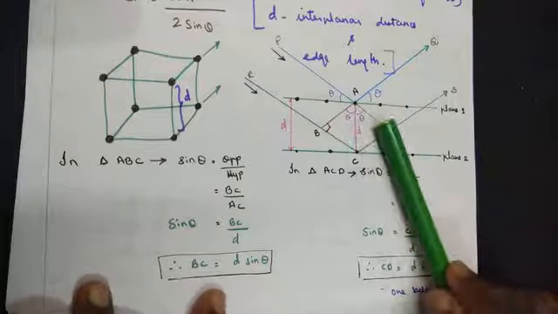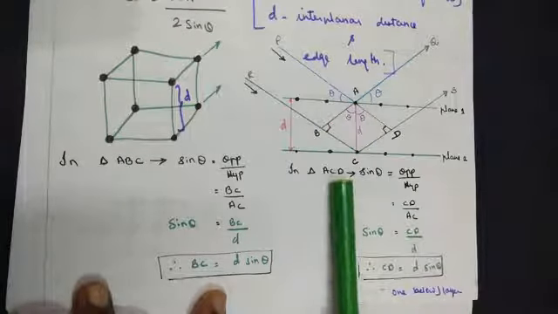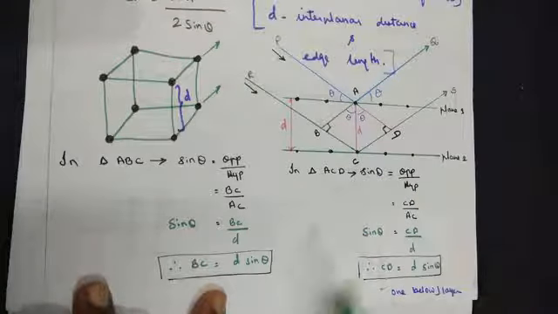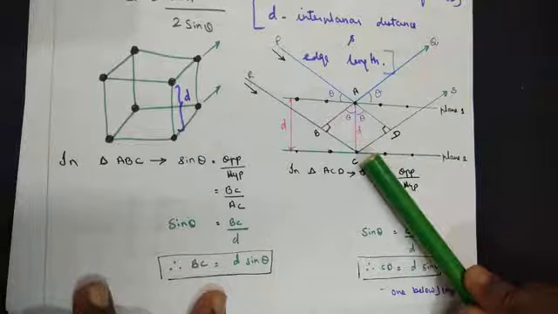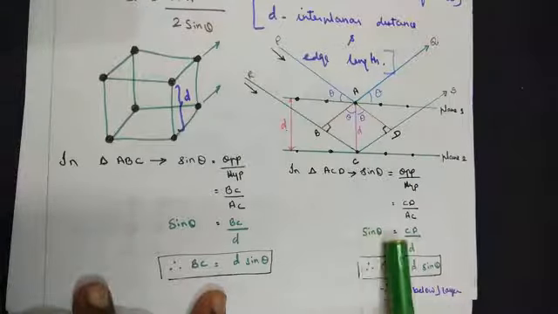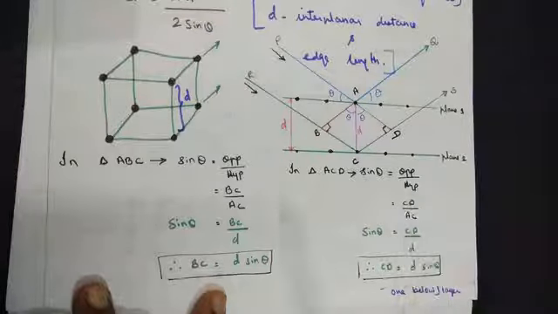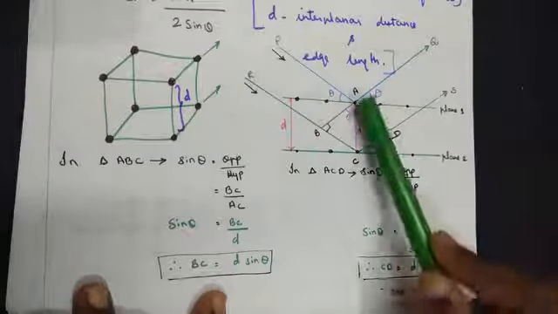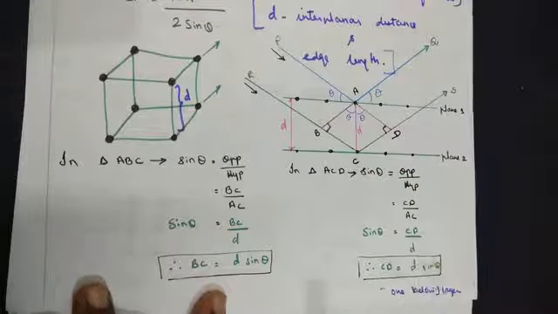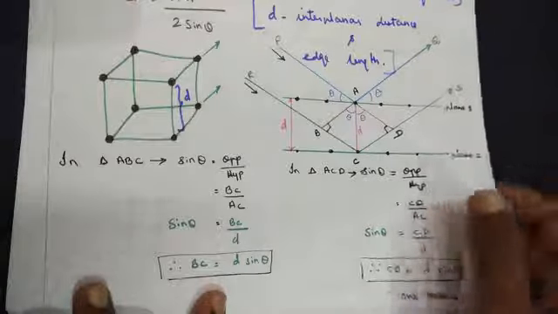Come back to the other triangle. In triangle ACD, sin theta is equal to opposite by hypotenuse. What is the opposite side here? CD. So sin theta is equal to CD by AC, where the CD length is yet to be calculated and AC stands for the interplanar distance D. Cross-multiplying, we get CD is equal to D sin theta.